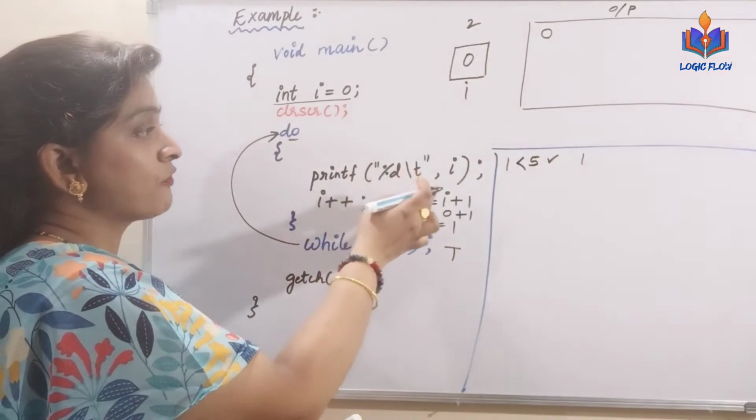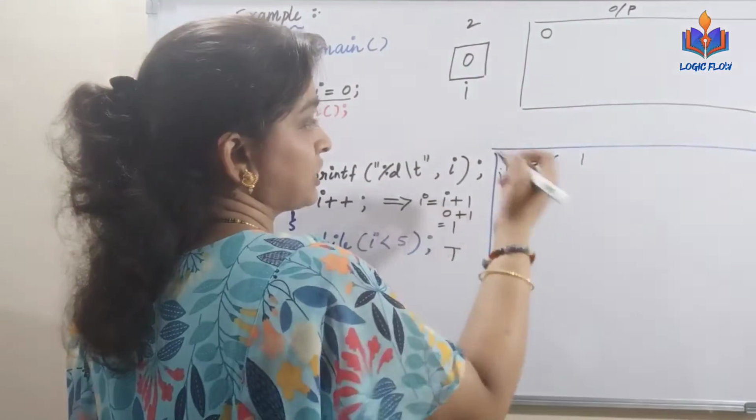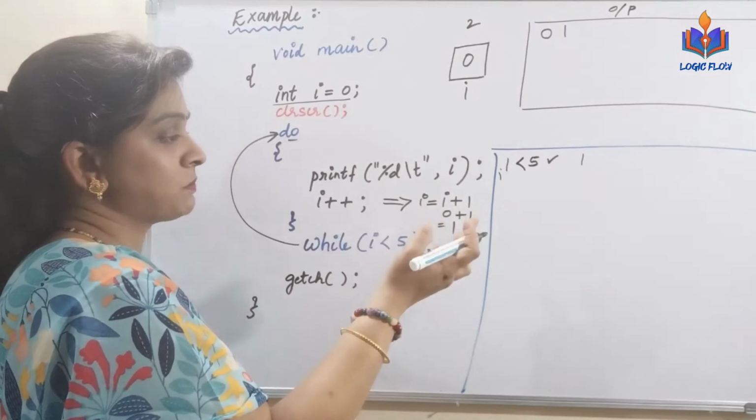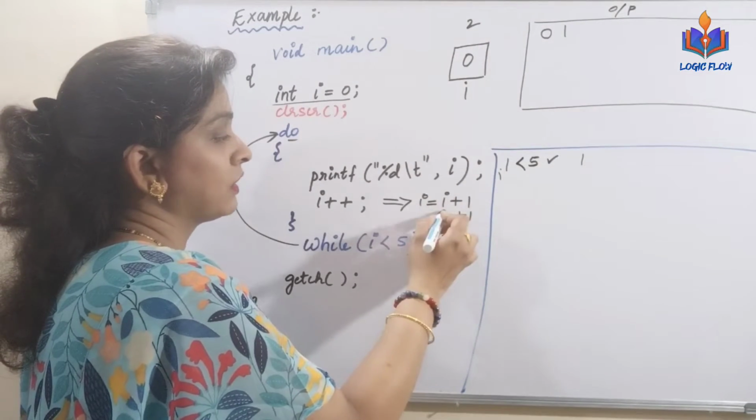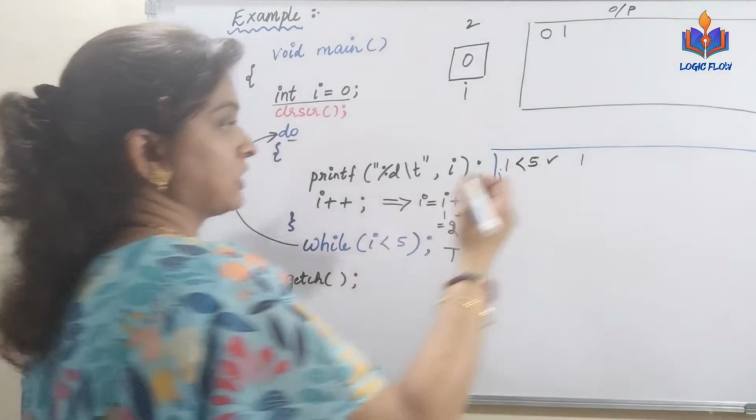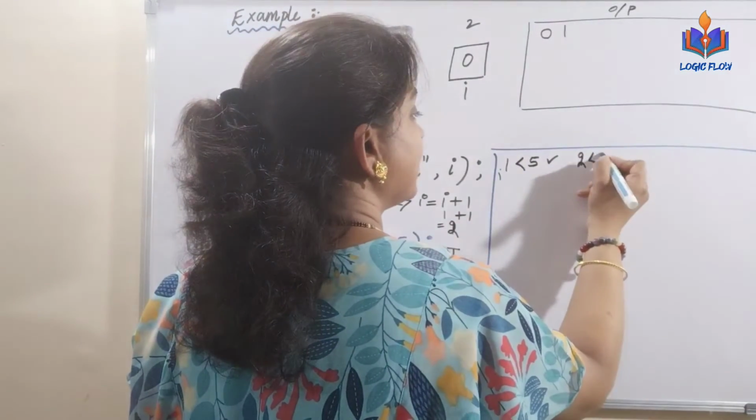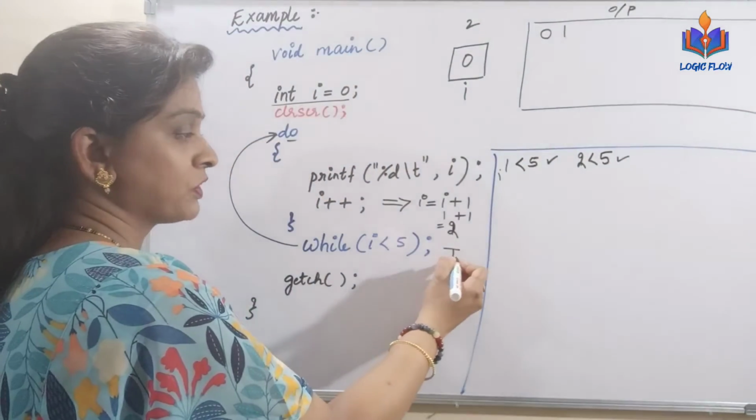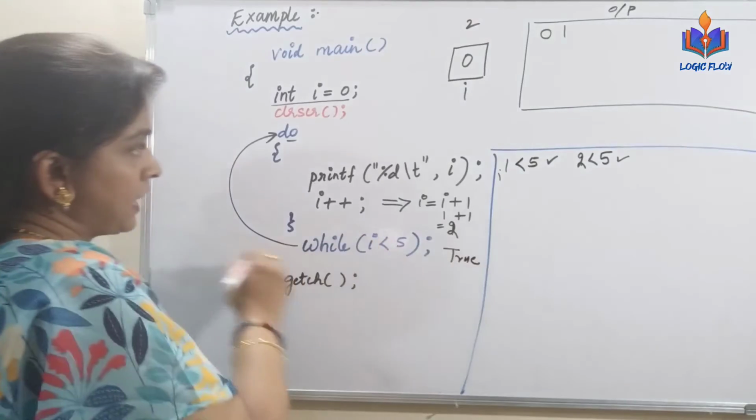Again print the value of i. i value is how much? It is 1. Print that. Then increase, i plus plus. 1 plus 1, i value is 2. Now check the condition. Is 2 less than 5? Again the condition evaluated as true. So again loop back.